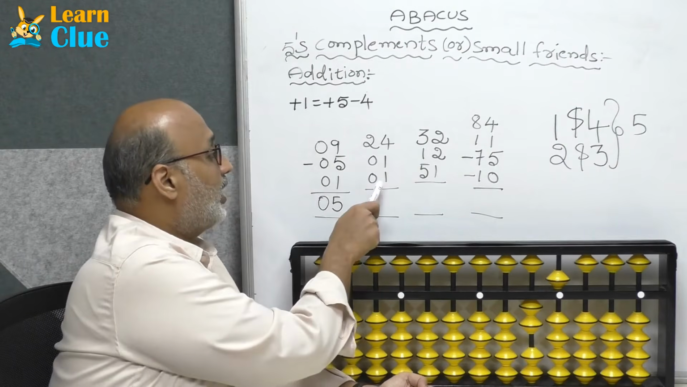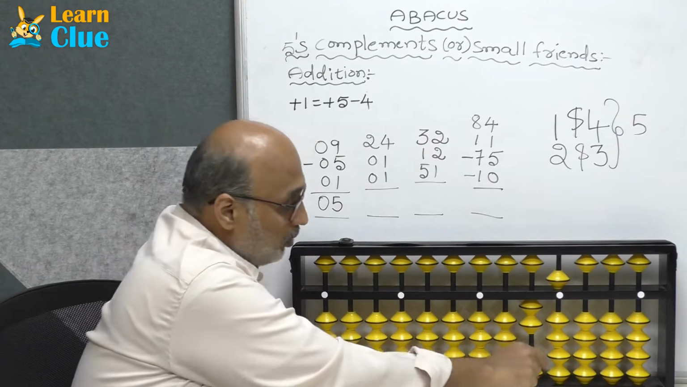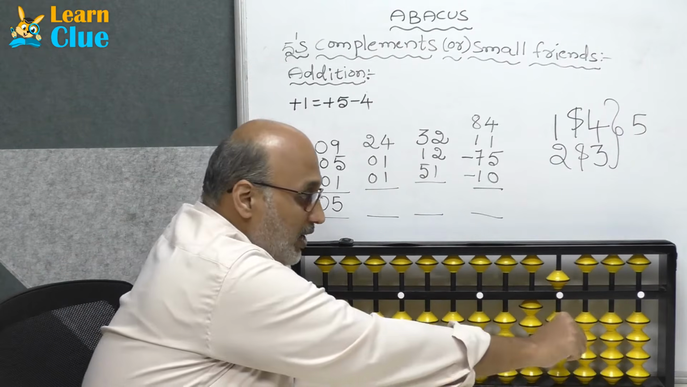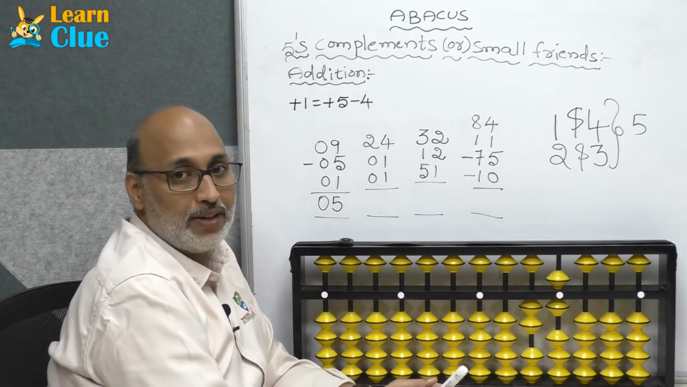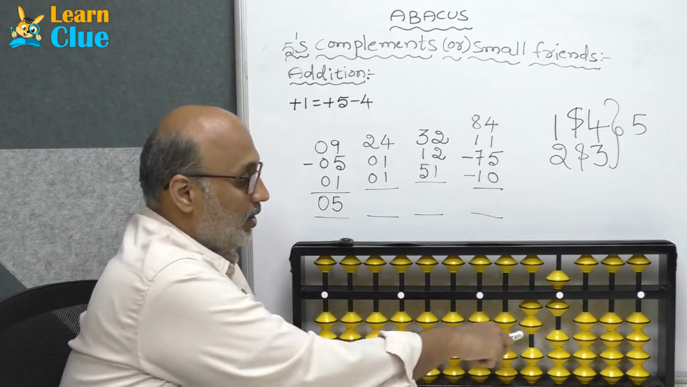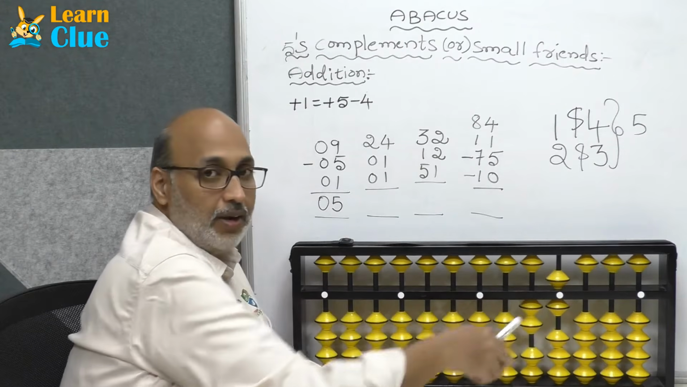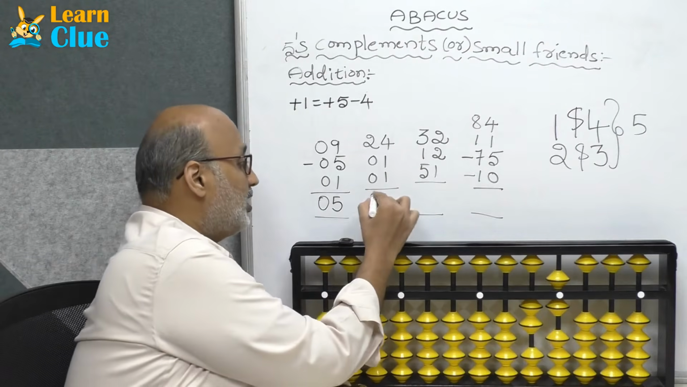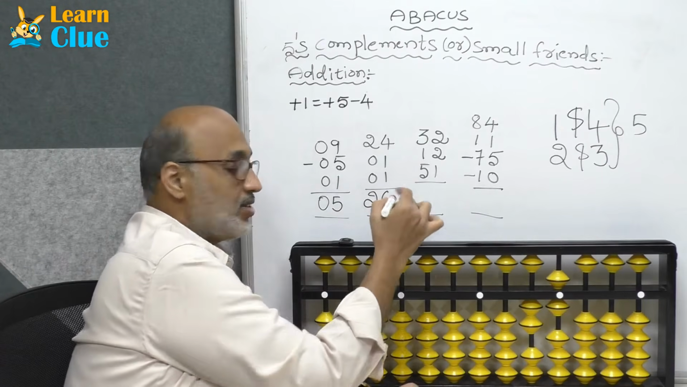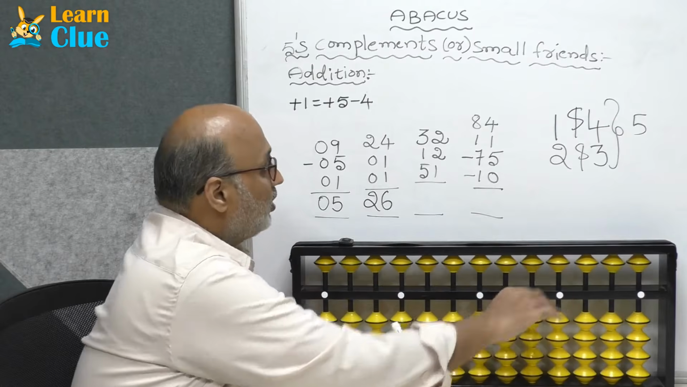Okay, now they are asking one more 1. Do we have enough beads? Yes. Plus 1, we did. Now what is the answer? Calculate. 25 and plus 1, 26. 26 is the answer. Okay, we'll see the next one.